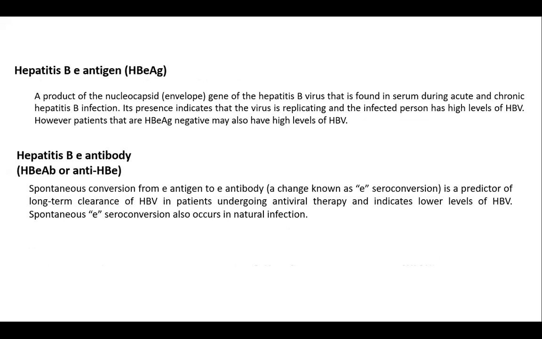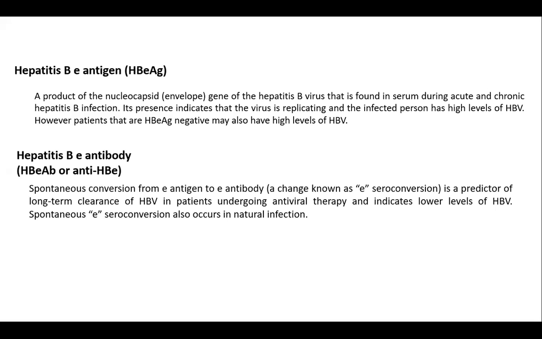So for the hepatitis B E antigen, it is a product of the nucleocapsid gene of the hepatitis B virus that is found in serum during acute and chronic hepatitis B infection. Its presence indicates that the virus is replicating and the infected person has high levels of HBV. However, patients that are HBeAg negative may also have high levels of HBV.